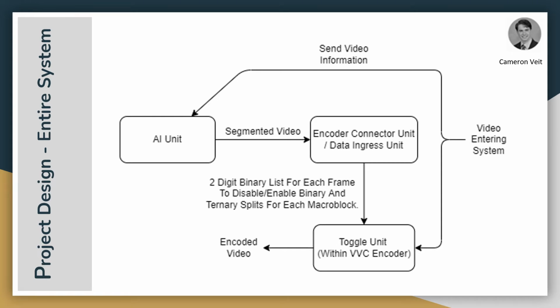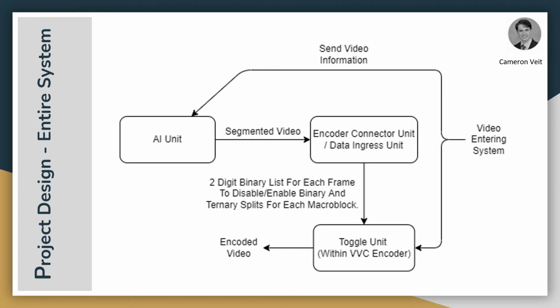Next up is the design diagram of the entire system. The diagram comprises three main subsystem units. These units are the AI unit, the encoder connector unit, also known as the data ingress unit, and the toggle unit. All these units are run on a single operating system and are made up of processes that use basic message sharing techniques to communicate, such as shared memory or discrete message sharing operations. At the current point in time, they are not integrated onto a single operating system.